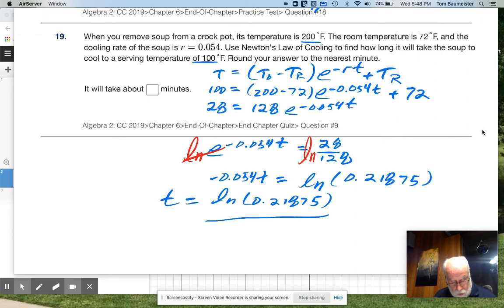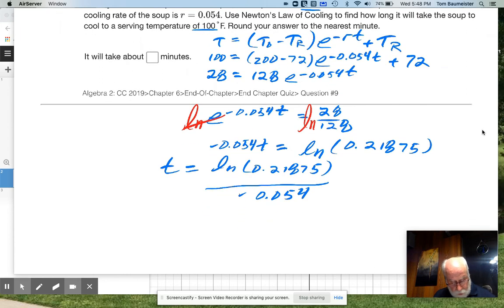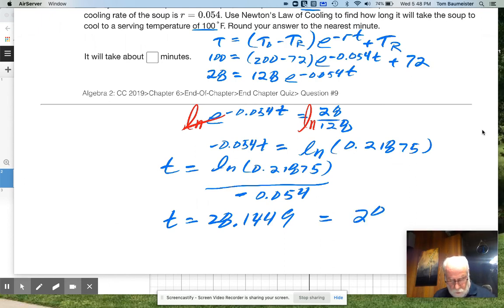And again, to get T by itself, now I'm just going to divide by negative 0.054. And if you work that out, that is a negative there. You got that t is equal to 28.1449. But what did they tell us to do? Round it to the nearest minute. So it'll be 28 minutes.